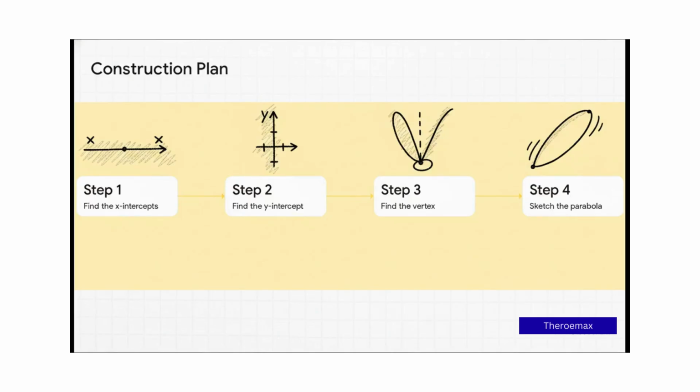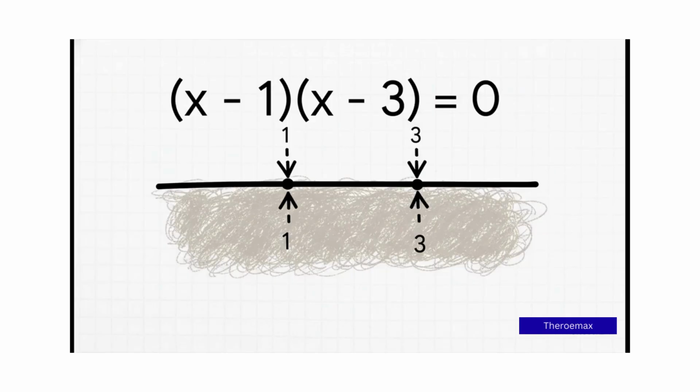Here's our construction schedule, a clear 4-step game plan. First, we'll find where our curve crosses the horizontal x-axis, then the vertical y-axis. After that, we locate the crucial turning point, the vertex, and finally, we just connect everything to reveal our finished design. All right, let's get to it.